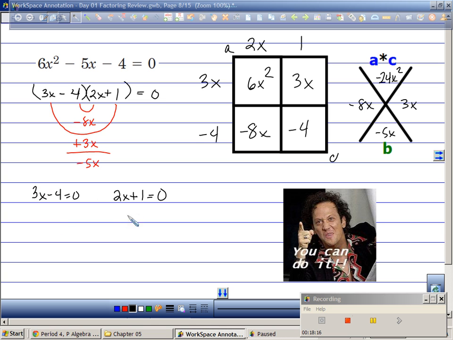All right. So if I set this equal to 0, I'd add 4 to both sides. I'm just trying to get you guys to think about that stuff. So x equals 4/3, and x equals negative 1/2. Let's do our closing thoughts.